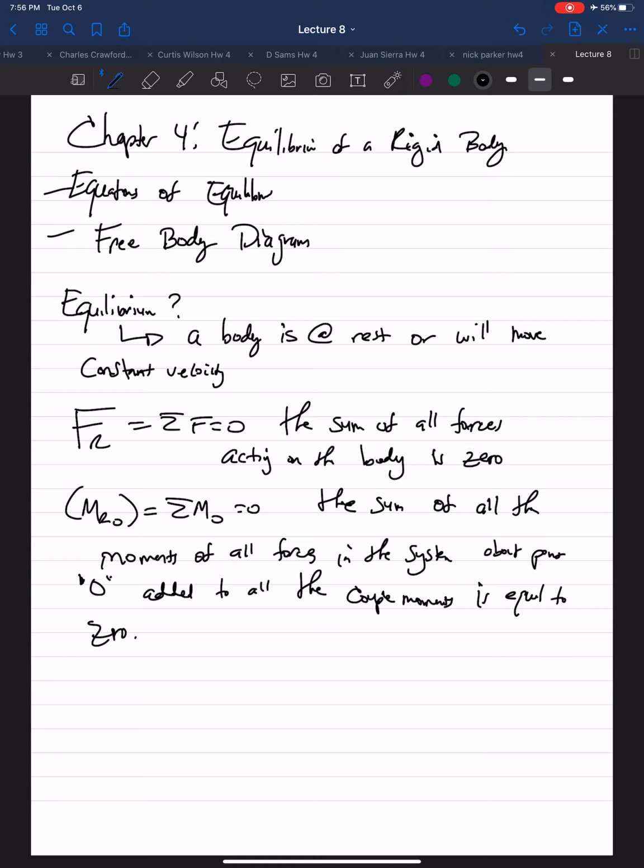So basically, for equilibrium, the sum of all our forces, we've set it to zero, and the sum of all our moments is equal to zero. And we said a body's at rest or will have constant velocity. So if the body's already at rest and the impact of all your forces is equal to zero, the body will stay at rest. And if the body is moving at constant velocity, and the impact of all the forces on this body is equal to zero, then the body will continue to move in that same direction with that same velocity. So it's an equilibrium.